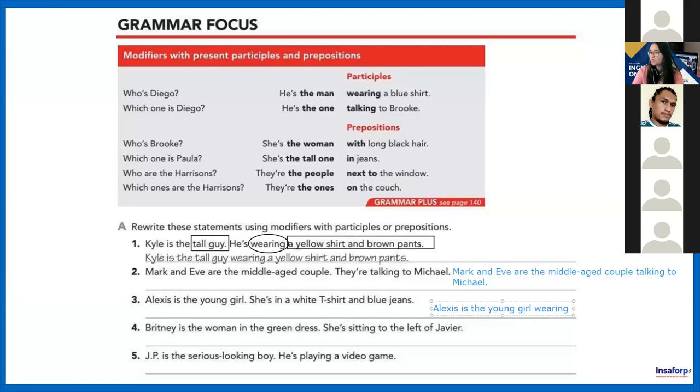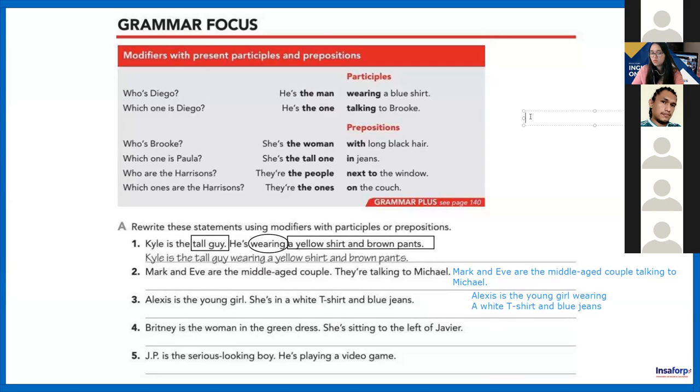Vamos a dar las dos opciones. Wearing a white t-shirt and blue jeans. Or otra opción también es la que nos daba Alpha. Right. ¿Listo?